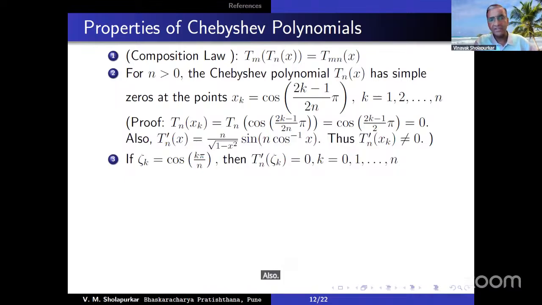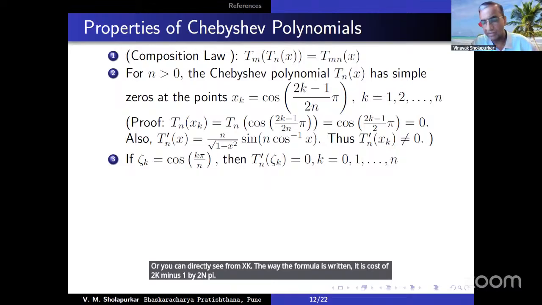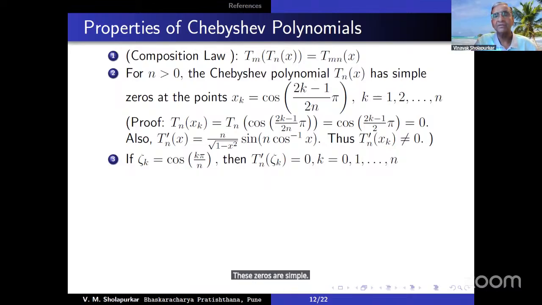Also, Tn dash xk is not equal to 0 for any k. This also means that these are simple zeros. Or you can directly see from xk, the way the formula is written, it is cos of (2k minus 1) by 2n pi. These zeros are simple. So it's a polynomial of degree n, and I have specified n zeros. So they are simple zeros.